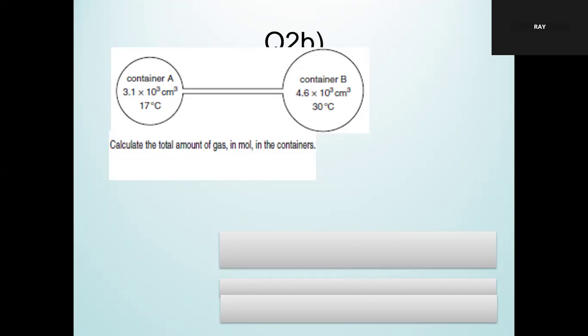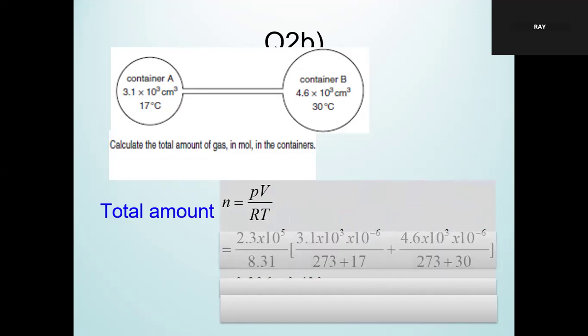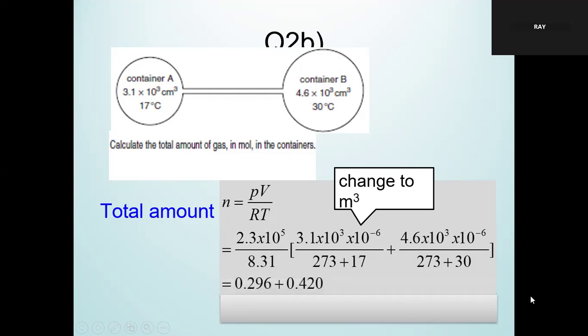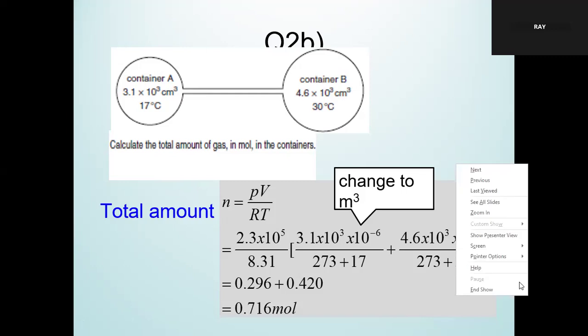PV equals to nRT. That's all. PV equals to nRT. Calculate your n. Make sure you write the formula down, and show how you calculate the total amount. Right? We take R out. R is common. The pressure is the same. That's the pressure. And volume is the one different. Volume, 273 plus 17. Right? You have to convert it to meter cube. 30 plus 273. Can or not? Anything not clear?